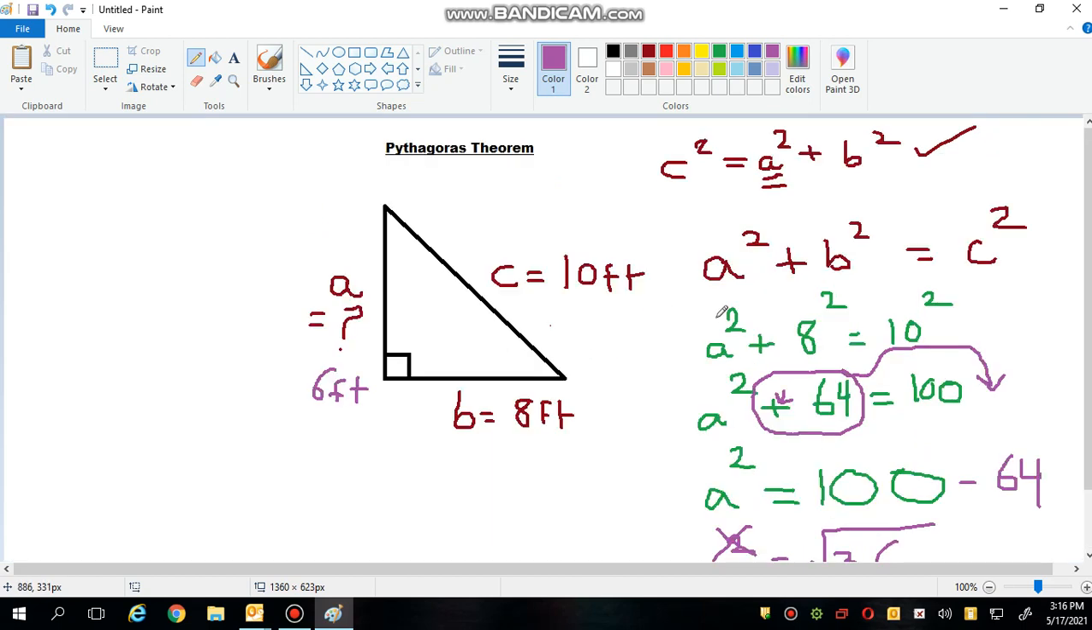And this is how you use the Pythagoras Theorem, okay? It's that simple. Plug in the numbers, plug in the values, and then use these steps and you will always get the right answer. Okay?